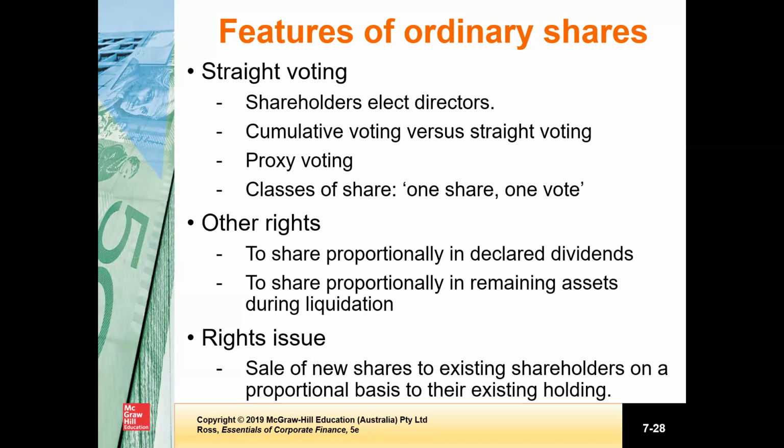Now, the conceptual structure of the corporation assumes that shareholders elect directors who in turn hire management to carry out their directives. So shareholders control the corporation through the right to elect directors. Generally, only shareholders have these rights, so voting rights are the most important feature of an ordinary share.